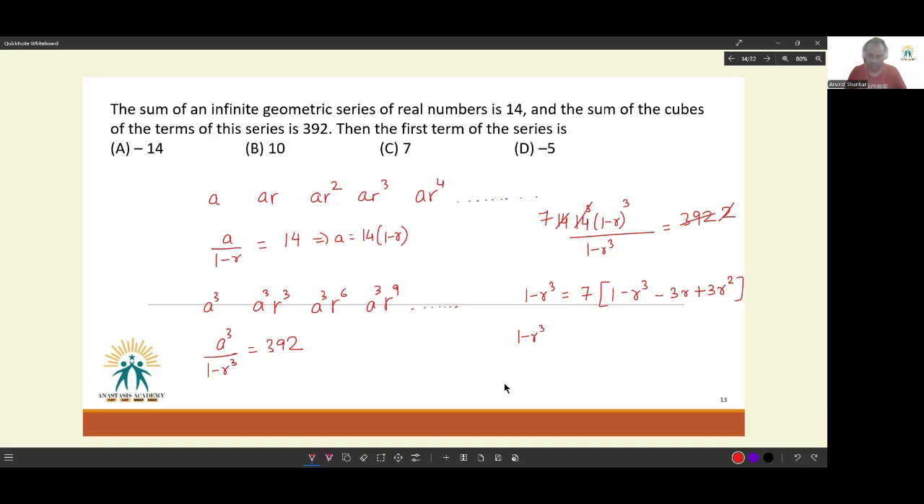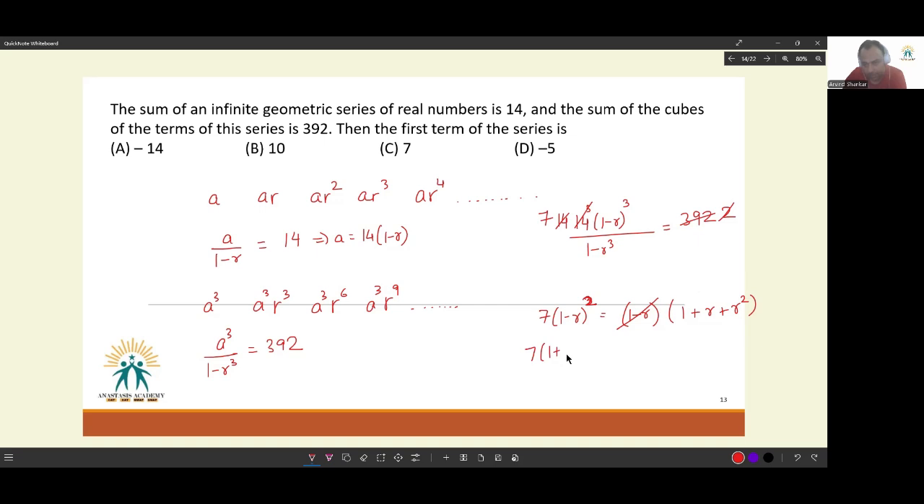Oh, I should have done this earlier. I have 7 times of 1 minus r whole cube is equal to 1 minus r into 1 plus r square. This I should have done. And then I can get rid of this and I can make this 2, which will make my life slightly easier. Now I'll have to deal with only a quadratic. Okay. Absolutely fun now. Let me open it up.